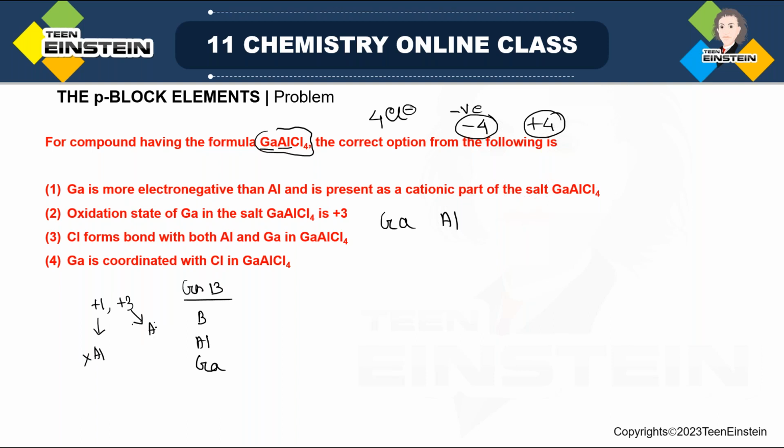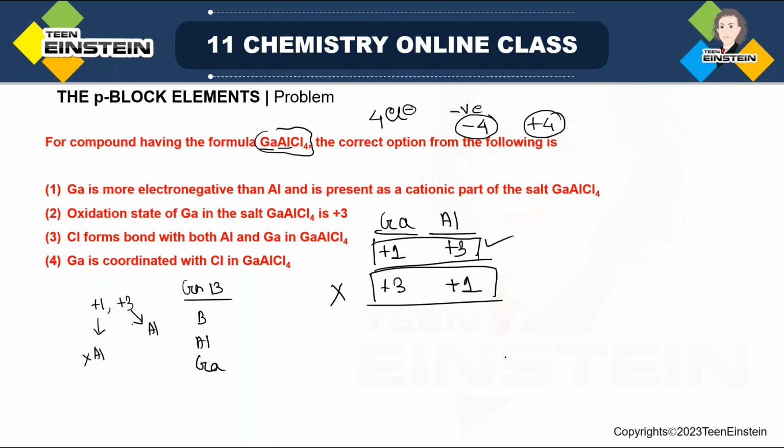So +1 oxidation state you cannot find in aluminium, never. But +3 is possible. That is the only oxidation state possible for aluminium. So you have to consider +3 charge for aluminium. Now out of 4 plus charge, if aluminium is having +3, the rest of the +1 charge has to be from gallium. The opposite is not possible. Suppose I am writing like this, that is not possible. This one is correct because gallium can show both, but aluminium can show only +3.